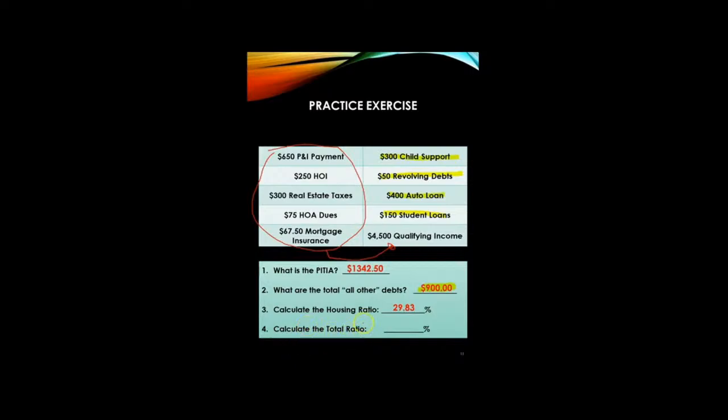Calculate the total ratio. Okay? The key word is total. So we're taking the bigger picture. We're taking all of this now, adding them all up, and then dividing it into the 4,500. So I hope you got this answer, which is 49.83% DTI.